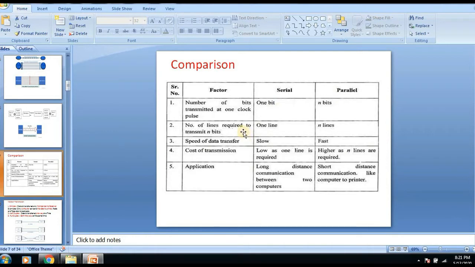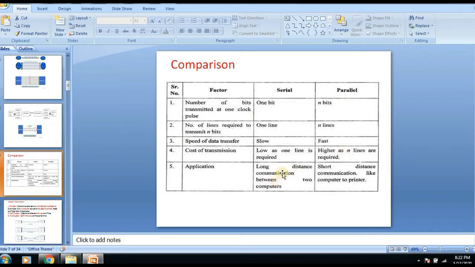So the number of lines required to transmit n bits: here we require only one line, but in parallel the number of lines is equal to the number of bits. Speed of data transfer in serial is slow because we need to transmit only 1 bit at a time, and there are other things we need to take care of, which we'll see further. But in parallel all the bits are transmitted at a time, so it is fast. The cost of transmission is low, as only one line is required, but here we require more lines, so the cost is more.